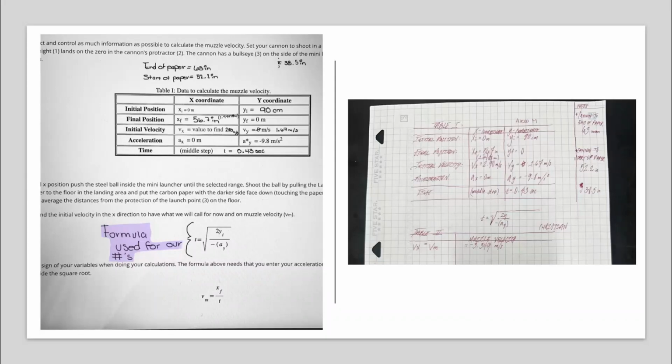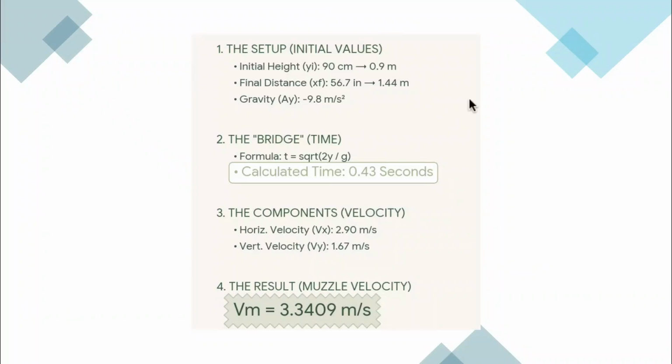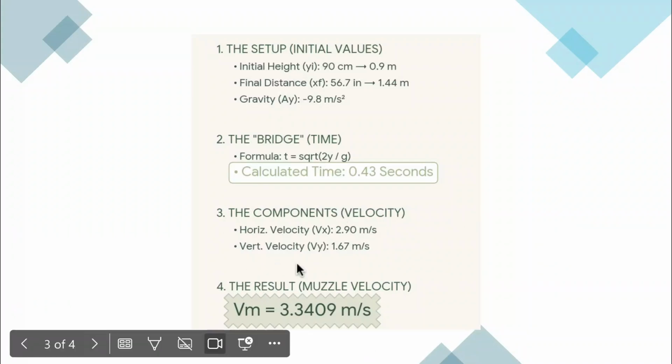Starting with our initial positions at 0, which is the beginning, we set our horizontal starting point X and the height of the launcher, which was 90 centimeters. This is just the information that it's showing you: the initial values, the initial height, the final distance, the gravity, the time, which is the formula, also the calculated time, and the components of velocity. And at the very end, for number 4, it's going to be showing you the results.